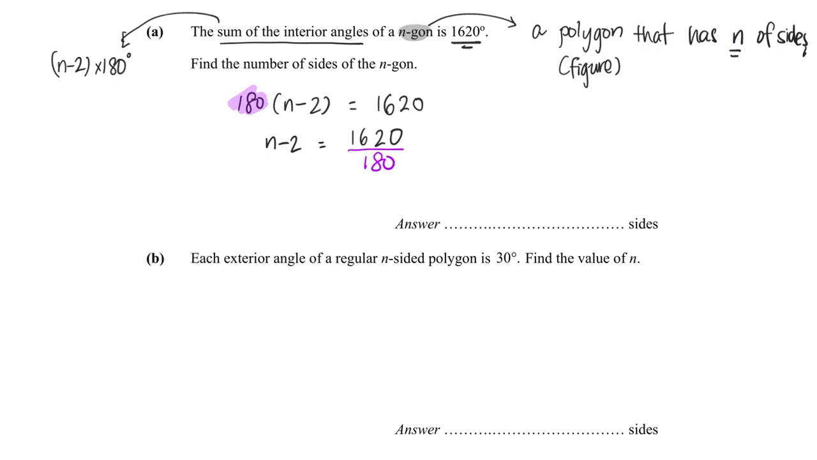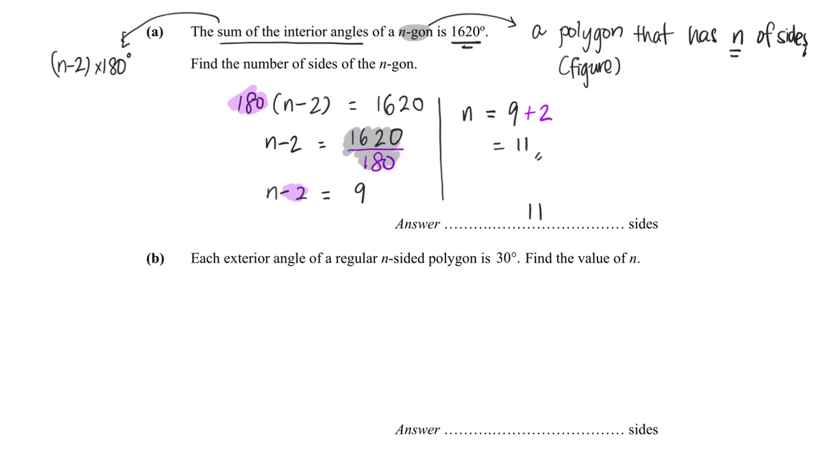So this is what you will see. And that will give me 9. And so n will be equal to, what's the next step? Yes, I'm going to add 2 on both sides, such that 9 plus 2. So n minus 2 plus 2 will be n. So this one will be equal to 11. And with that, I have gotten the number of sides. This is an 11-gon, 11 sides.